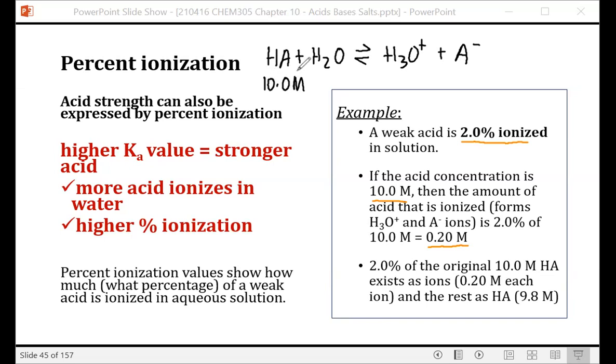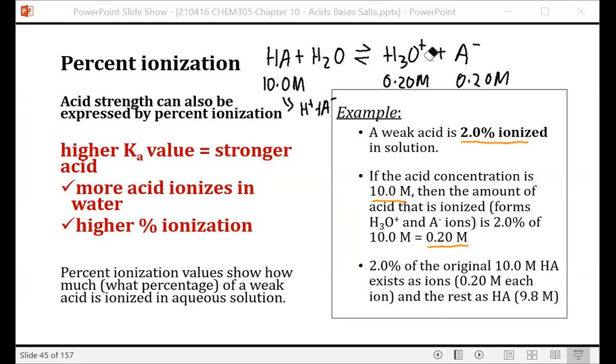If we start out with 10 molar weak acid and 2% of it is ionized, that means 2% of 10 molar turns into H plus A minus. And each time we make an H plus and an A minus, we're able to make 1 mole of each of our products. So if 2% of 10 molar is ionized, that means 2% of 10 molar turns into each of our products. So each of our product concentrations is going to be 0.20 molar, because the weak acid is 2% ionized.